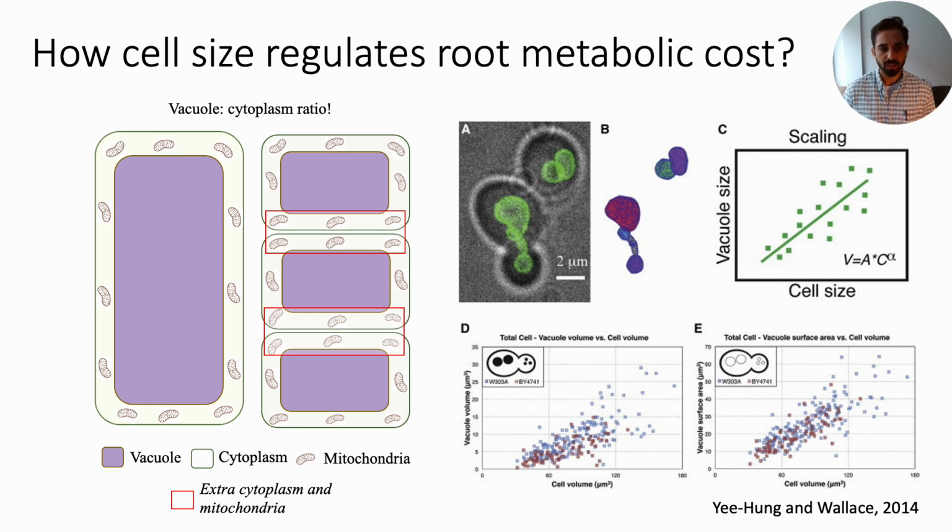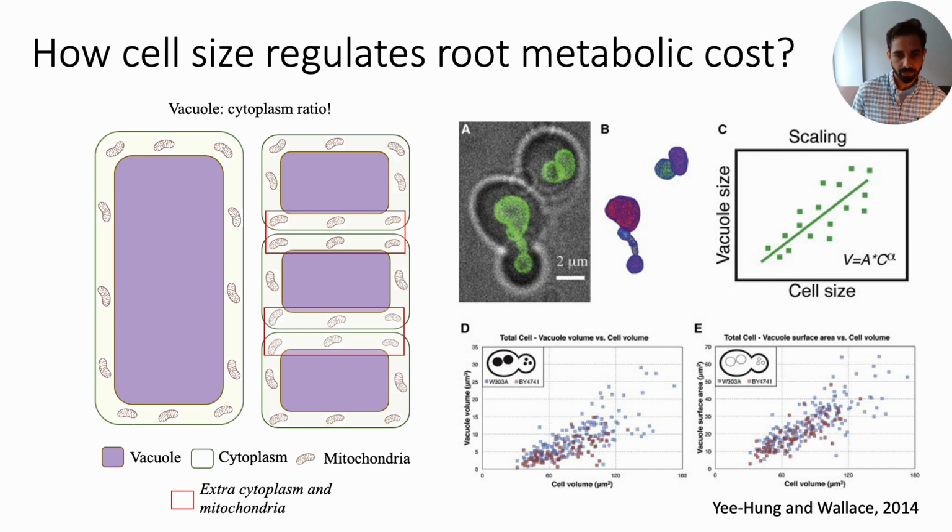And this is not new as such, this scaling mechanism. It's shown in many other species. So you have yeast here, where the cell volume and the cell surface area scale pretty well with vacuole volume and vacuole surface area. And now we wanted to test this using our maize lines, whether this phenomenon occurs, whether this scaling occurs there as well.